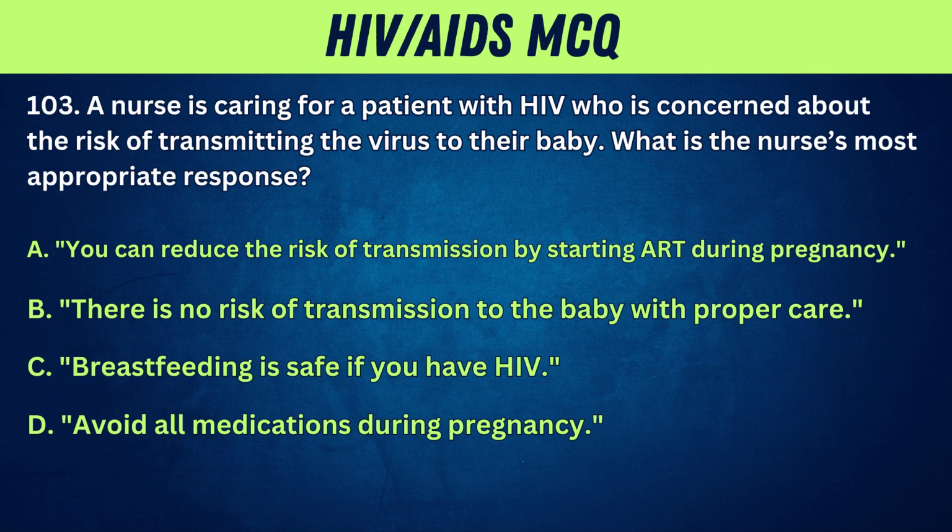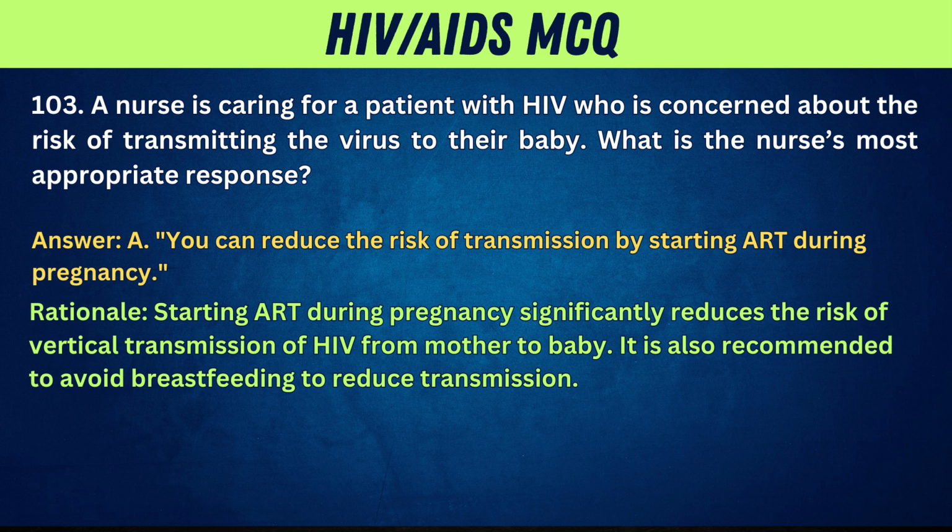103. A nurse is caring for a patient with HIV who is concerned about the risk of transmitting the virus to their baby. What is the nurse's most appropriate response? A. You can reduce the risk of transmission by starting ART during pregnancy. B. There is no risk of transmission to the baby with proper care. C. Breastfeeding is safe if you have HIV. D. Avoid all medications during pregnancy. Answer: A. You can reduce the risk of transmission by starting ART during pregnancy. Rationale: starting ART during pregnancy significantly reduces the risk of vertical transmission of HIV from mother to baby. It is also recommended to avoid breastfeeding to reduce transmission.